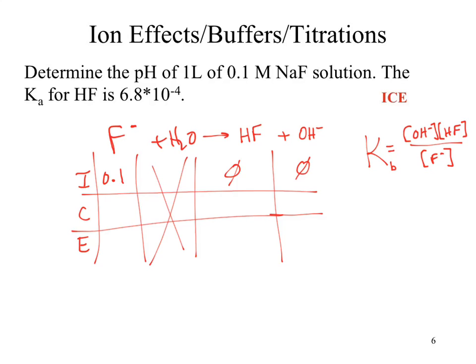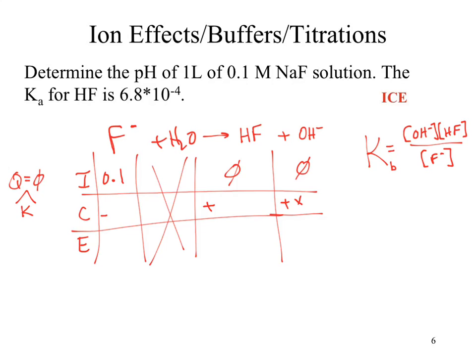What happens in our change? Or if we push all the way back to chapter 14, what's our Q going to be? 0. What's the relationship between Q and K? Q is by definition going to be less than K, which means products form. We shift towards the right. Those need to be positive. This needs to be negative. How much do they change by?